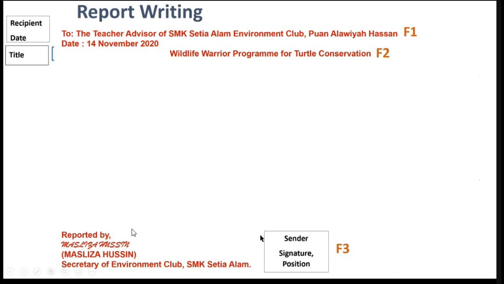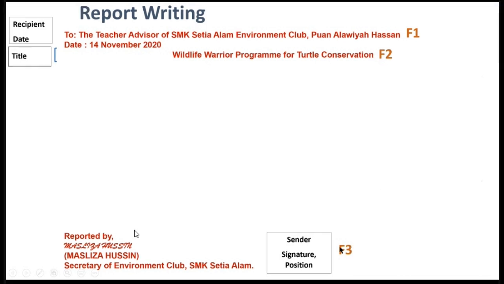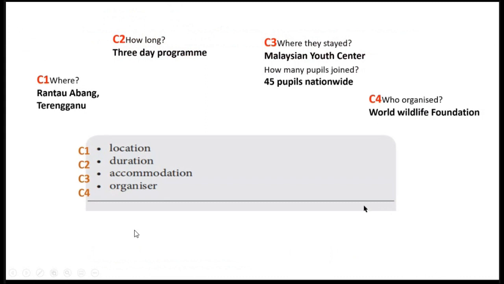Do you understand? Yes. The report is very formal compared to the letter. If it's a letter to a friend, it's different. Okay, so here you see 1 mark for format number 1. That is to who is receiving the report, the date, and then the title is F2, and F3 is reported by. Okay, who is doing the report?